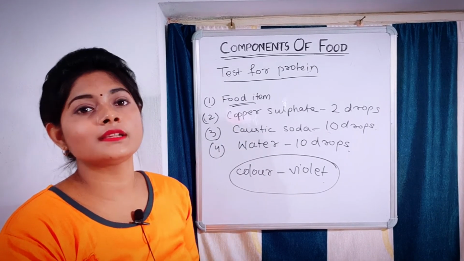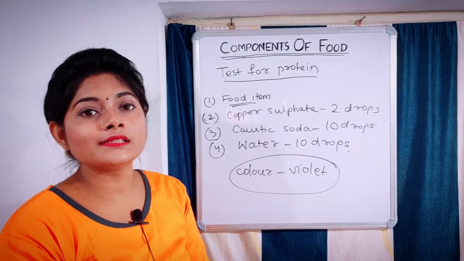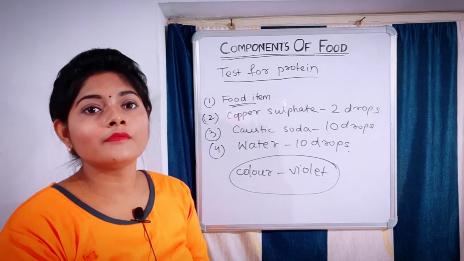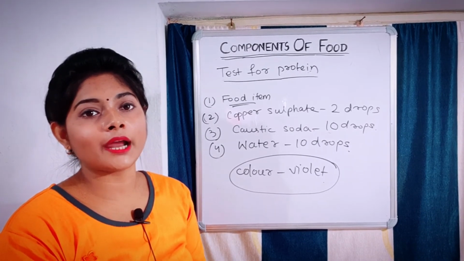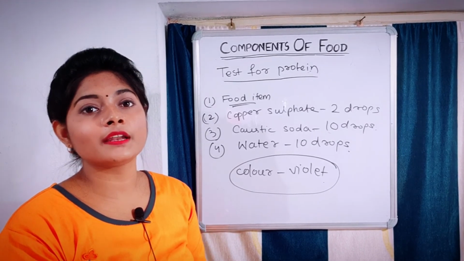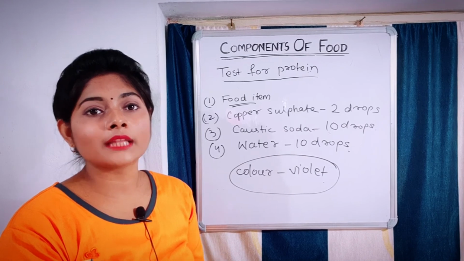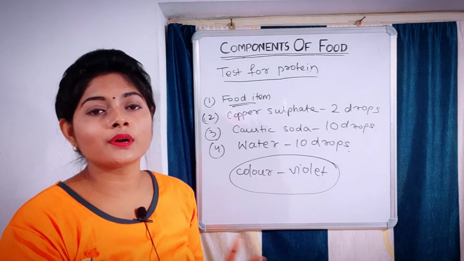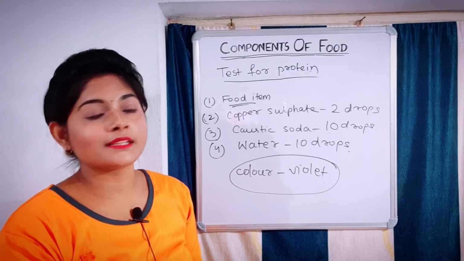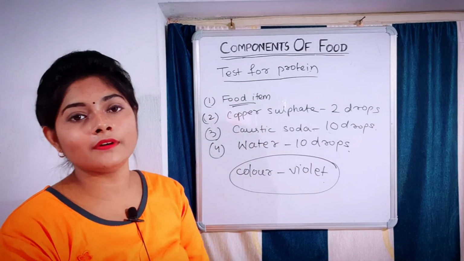To test the presence of fat in our food, we simply need a paper and the food item. We will simply rub the food item on that paper, and when we see the paper, if there is any oily patch on it, that means the food contains fat. In this way, we can test the presence of these nutrients in our food.